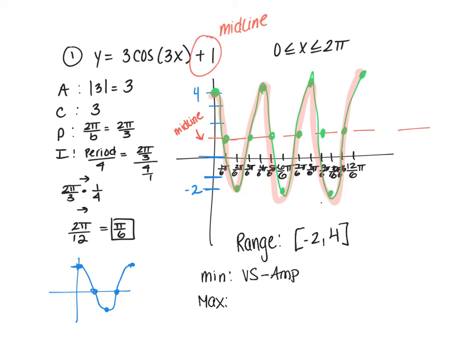And if you want the maximum, you take the vertical shift and add the amplitude. So my vertical shift is 1, and I'm going to subtract my amplitude and add my amplitude. And here's how I get my -2 and 4. All right, let's try another one.